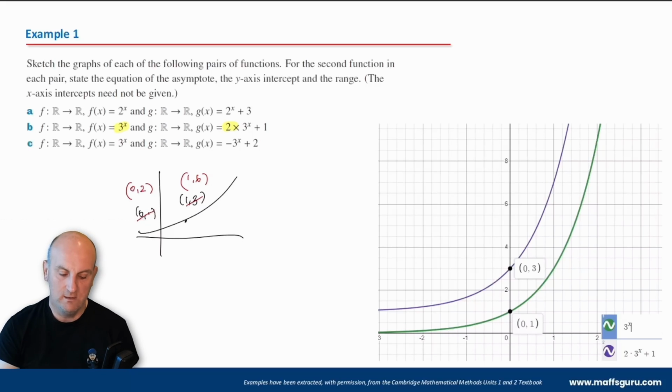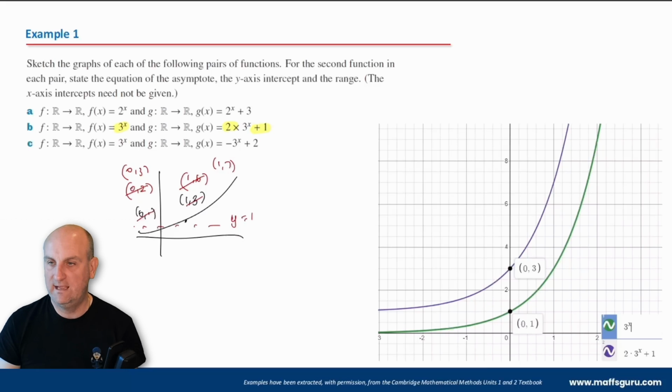So dilations done, reflections none, translations plus 1. So again, this now gets moved up by 1. All right, so what we're now going to do is add 1 on to each of my y values. So that now becomes 0, 3, and that becomes 1, 7. All right, where would my asymptote be? Well, my asymptote would now be at y equals 1. This is just a visual reminder such that when I sketch this, we'll hopefully get the right answer.